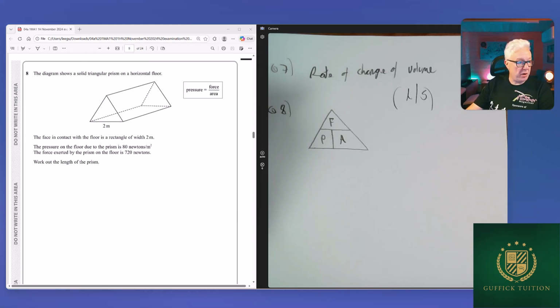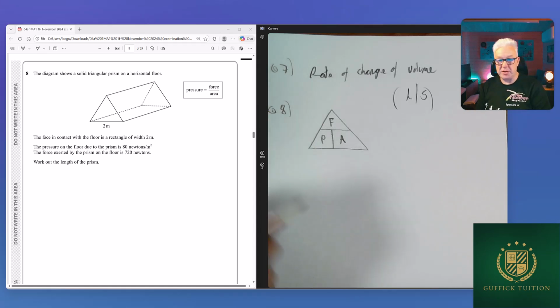Question 8, what have we got here? The diagram shows a solid triangular prism on a horizontal floor. The face in contact with the floor is a rectangle of width 2. The pressure on the floor due to the prism is 80 newtons per metre squared. The force exerted on the floor is 720 newtons. Work out the length of the prism.